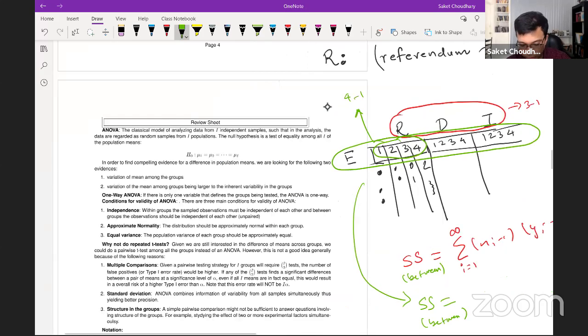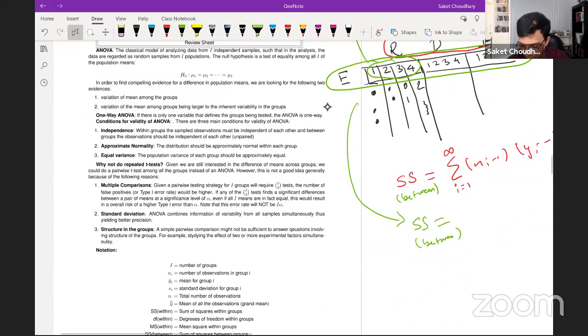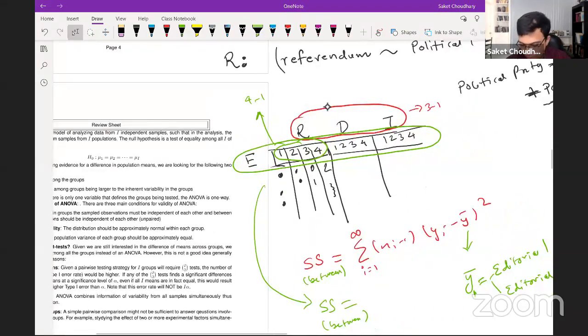That's your SS. And your MS is essentially you divide this SS value by the degrees of freedom. Why are we doing this? Because we want to see which of these two groups help us explain the differences that we are seeing. Is there really a difference in the referendum values depending on which category I'm coming from? The first question is, is there a difference between the referendum values because they're coming from the Republican, Democrat, or Independent party? Second question, is there a difference because we have different editorials?